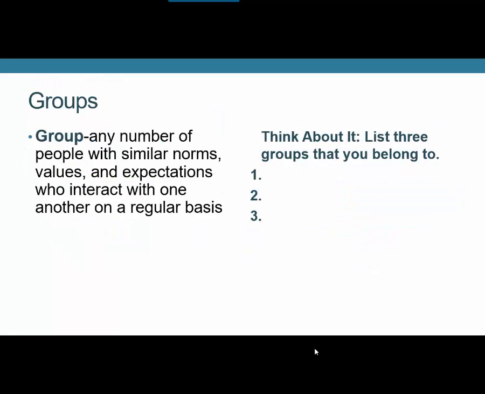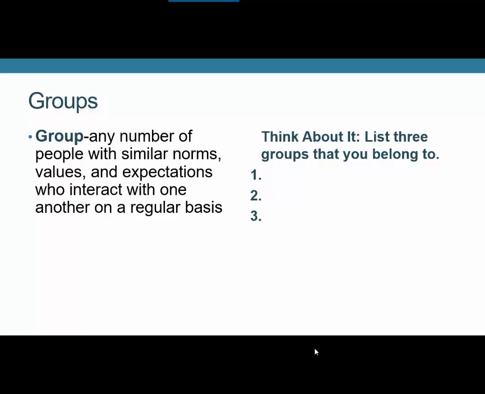The third element of social structure is groups. And so now we're moving outside of you and thinking about your relationship with other people. So a group is any number of people with similar norms, values, and expectations who interact with one another on a regular basis. And we used to think that this face to face interaction was necessary, but with advances in technology, we now want to think about really just a more expanded definition of interaction, not necessarily face to face. It can be mediated interaction.